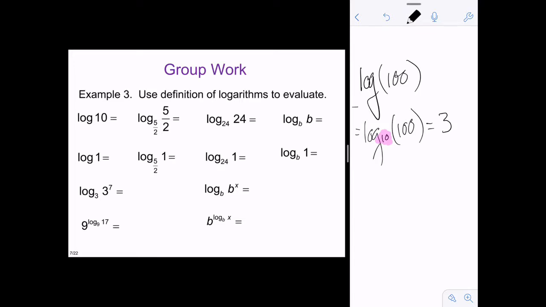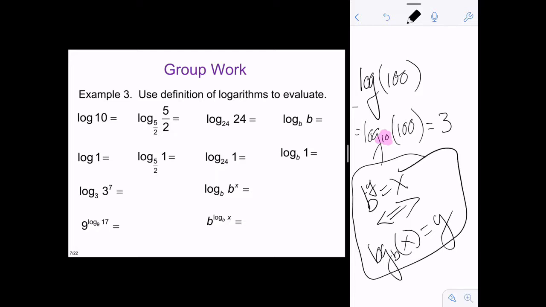All right, so here's a bunch of them. I'm going to use the definitions of logarithms to evaluate each of them. So go back to this idea that b to the y equals x if and only if, that's what the double arrow means, log base b of x is equal to y. So use this idea to evaluate each of these.